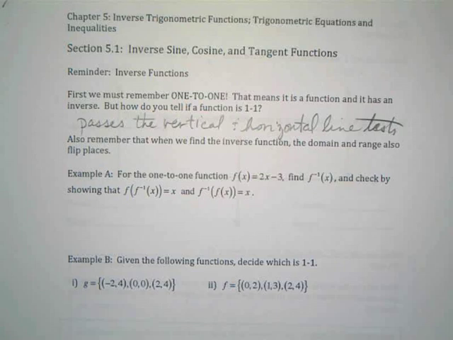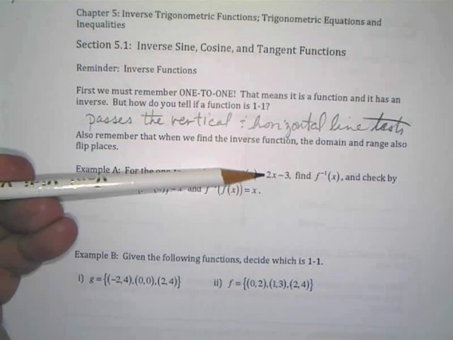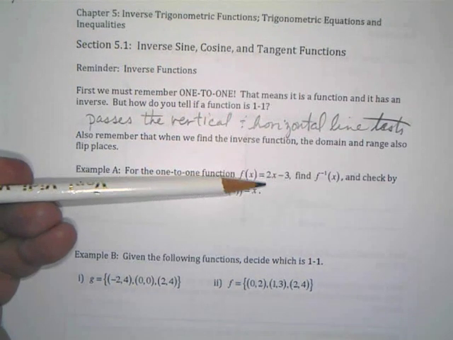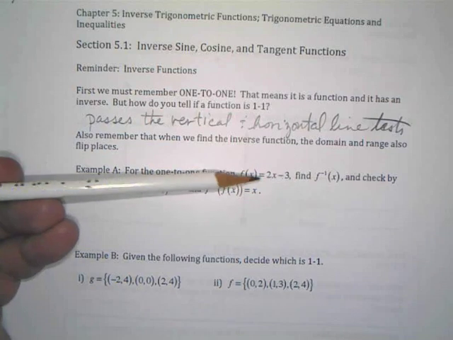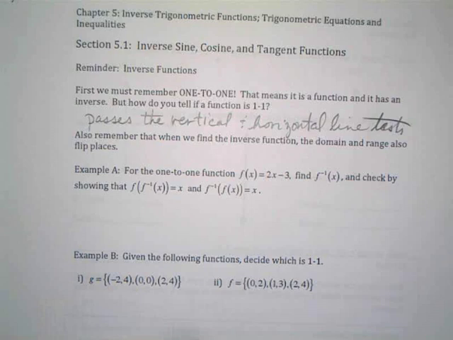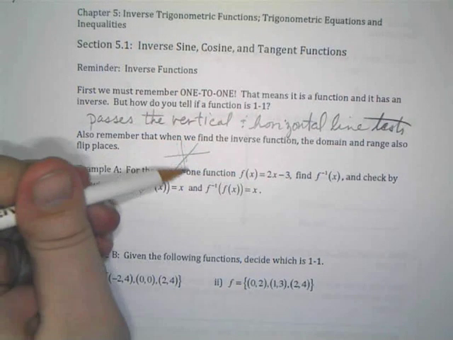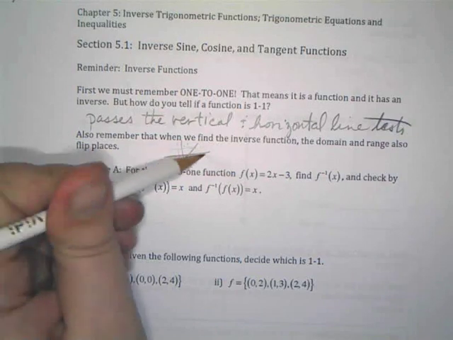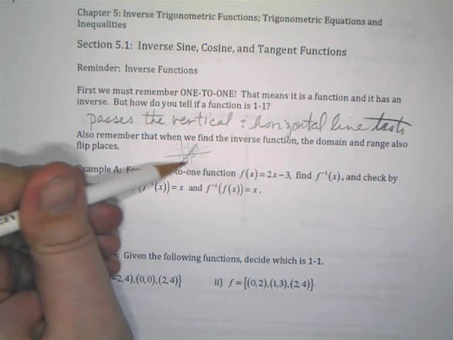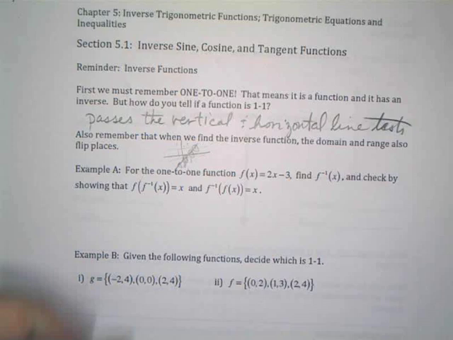So for the 1-to-1 function, if you think about what this looks like, a straight line, y-intercept of -3, slope of 2. It passes the vertical, so if you're thinking about a line, it passes the vertical and the horizontal line test. It only crosses one time, right? So let's go ahead and find the f inverse.